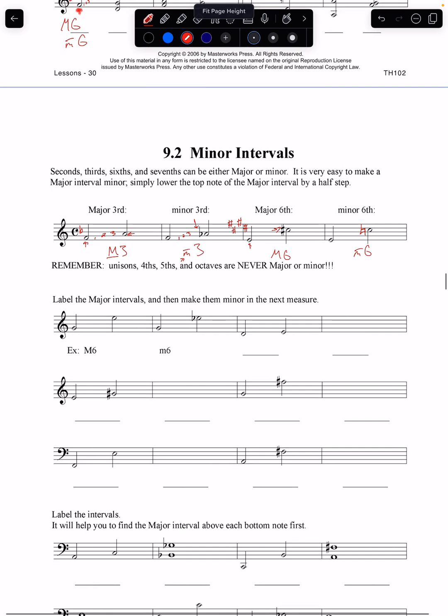Okay, remember that unisons, fourths, fifths, octaves are never major or minor. They are going to be perfect intervals, and we'll talk a little bit more in the future about what happens if we add accidentals if they're not perfect, where we get to our augmented and diminished intervals, but we'll save that for next time. So on this page, you're going to label the major intervals and then make them minor in the next measure.